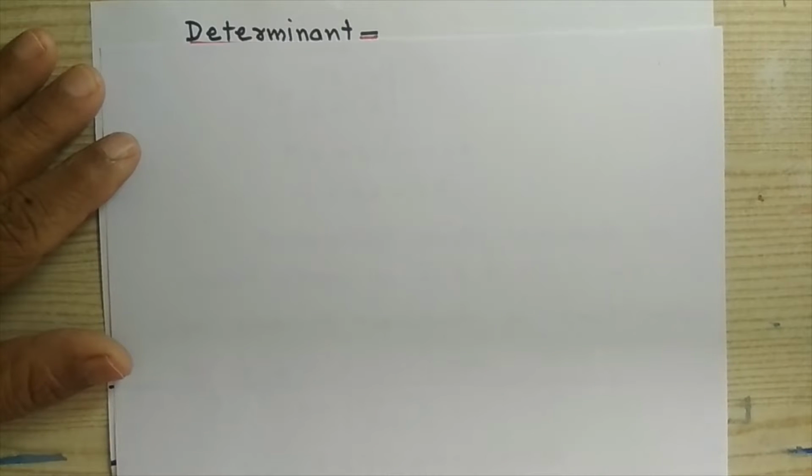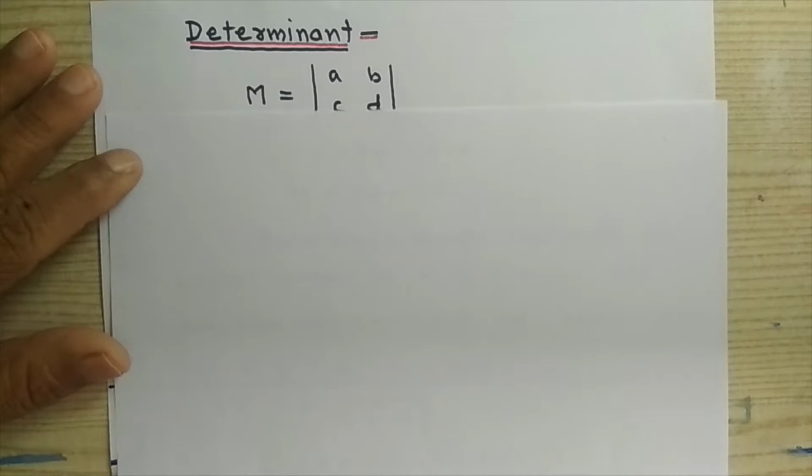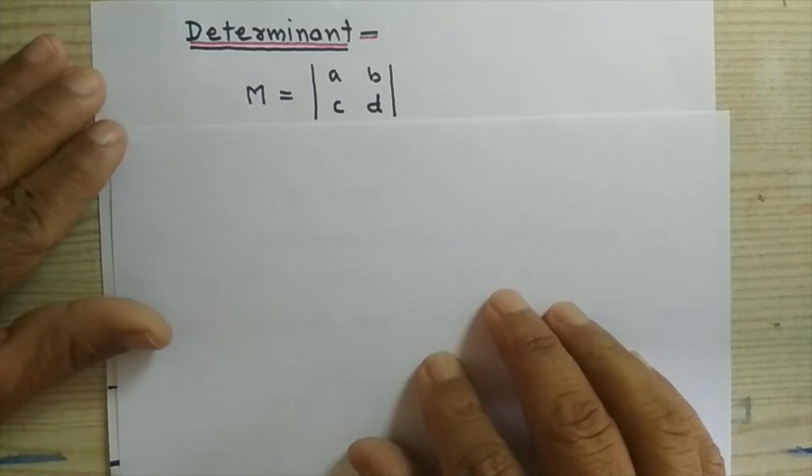Today we have to see the simultaneous equation which is solved by the determinant method, or another name for that one is Cramer's rule. First we need to know what a determinant is. Here, one determinant is given to us.